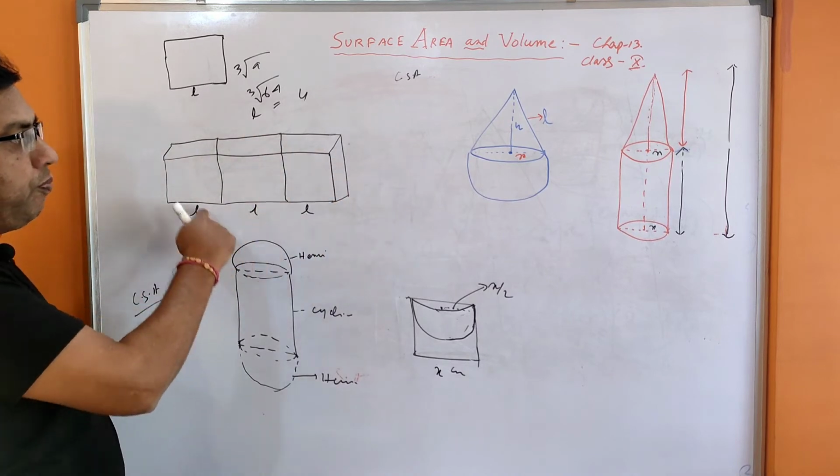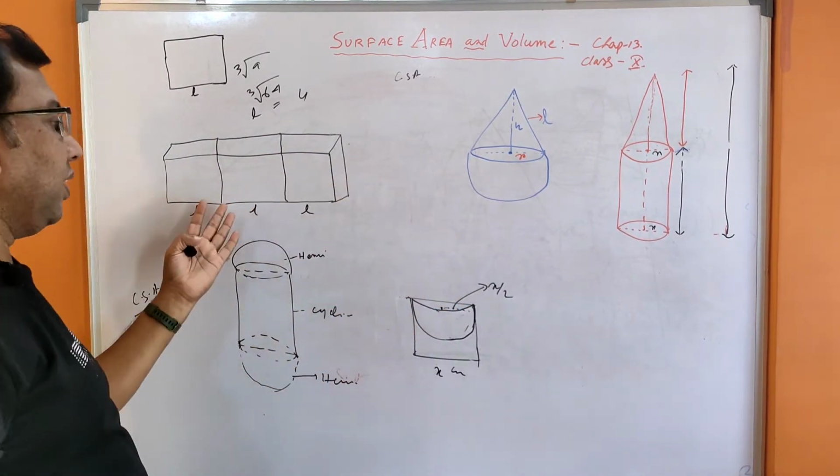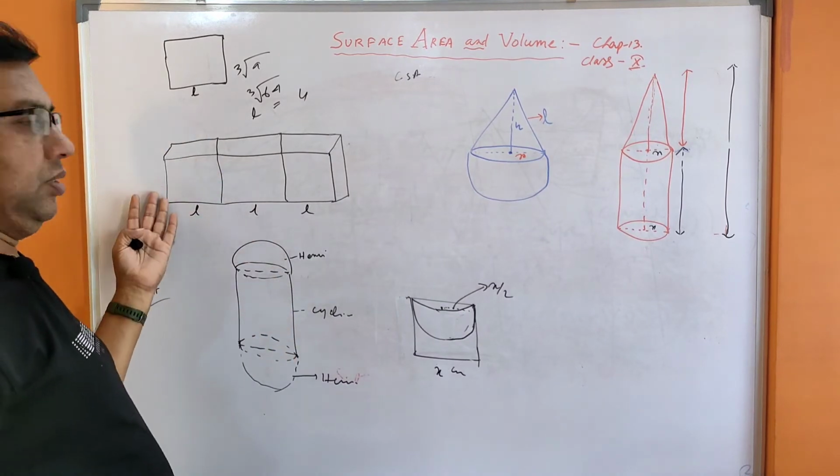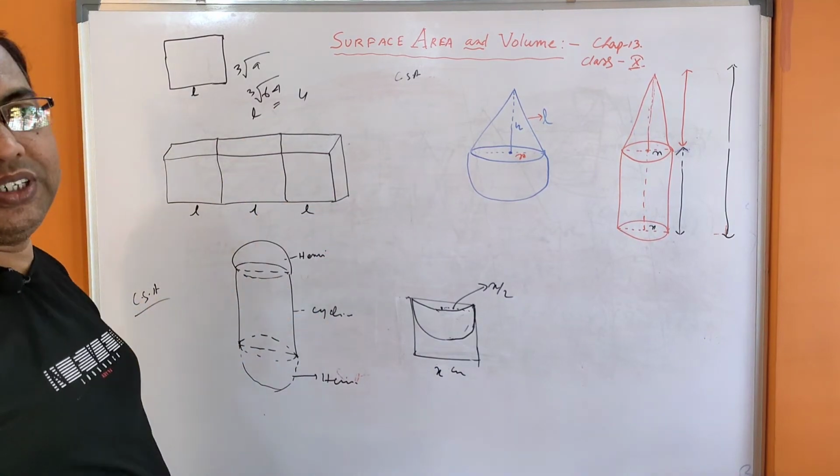In that case, if you find out the surface area, 2 into L formula, just apply the formula. What is the total surface area of the cuboid? What is the volume of the cuboid? Just apply the formula and solve it.